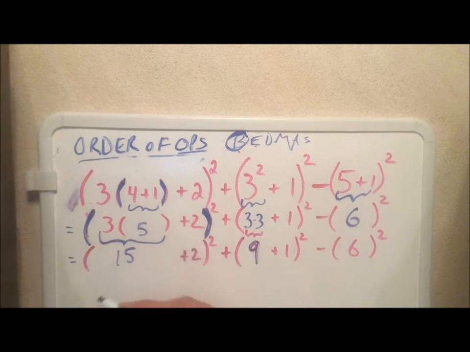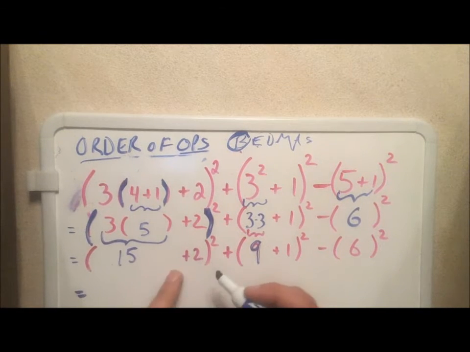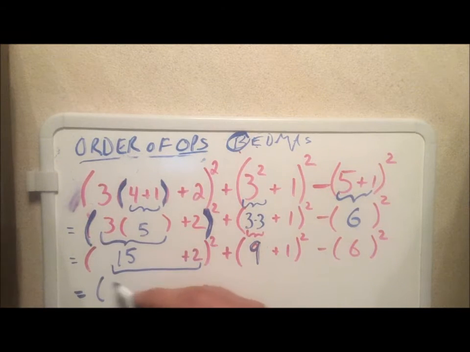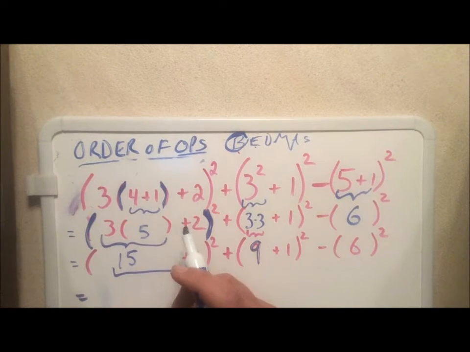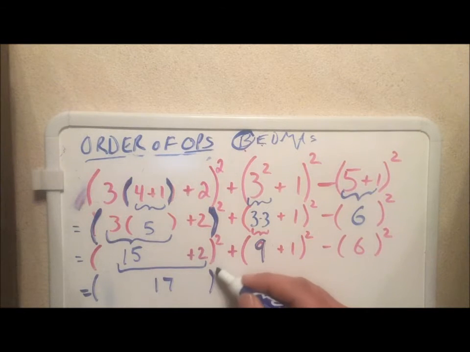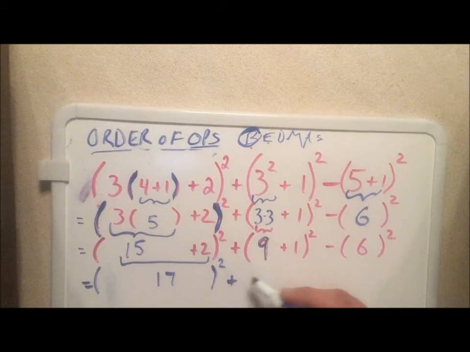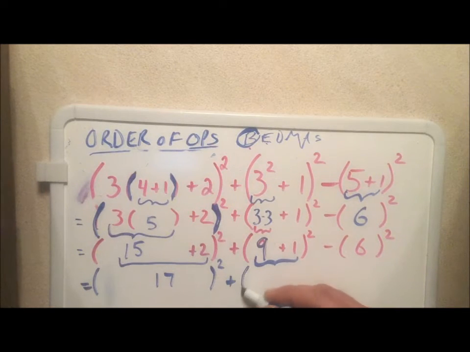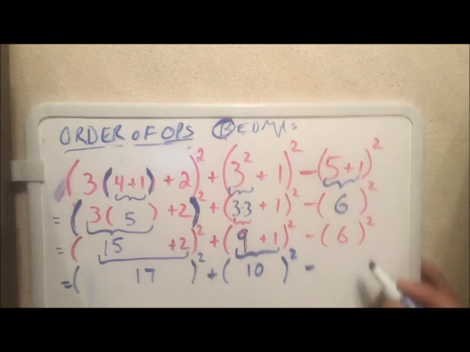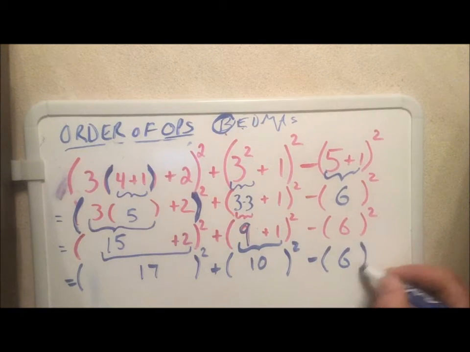Well, let's see. Not yet. Okay, 15 plus 2 inside the brackets. That makes, oh, wrong spot. It's got to be right there. 17 squared. Plus 9 plus 1 is 10 squared. And then over here, we still have 6 squared.